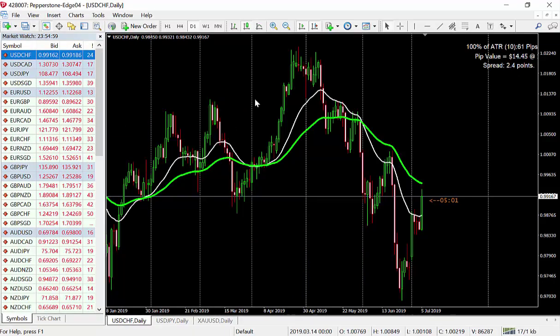Start with the USD CHF. As you can see, during the past week we had this up move. We had this gap on Monday morning and the big candle touched the 21 moving average. It couldn't break that moving average for 3 days. Finally it did on Friday, and it's kind of stuck below this 50 moving average.